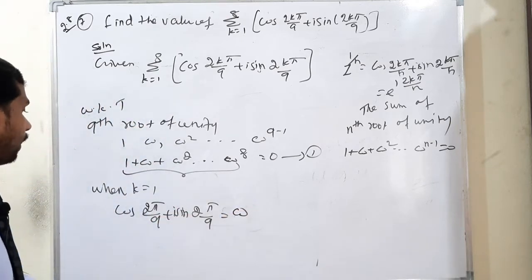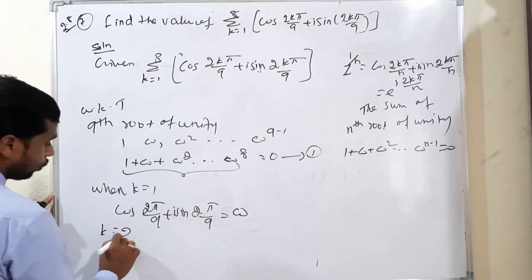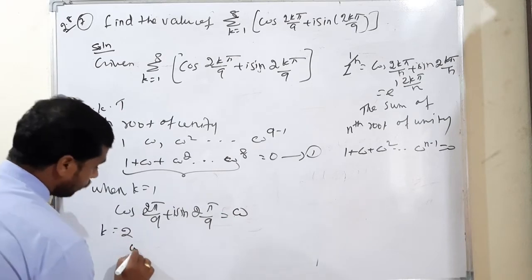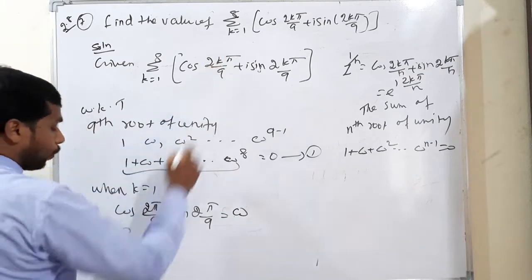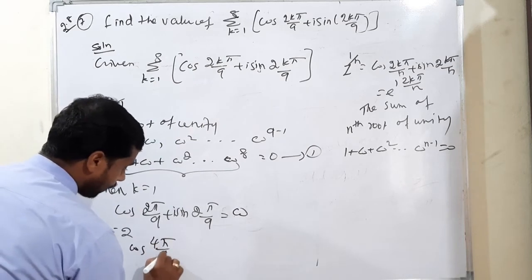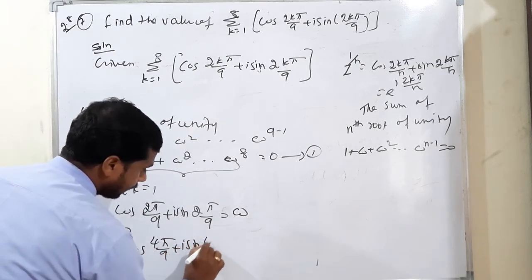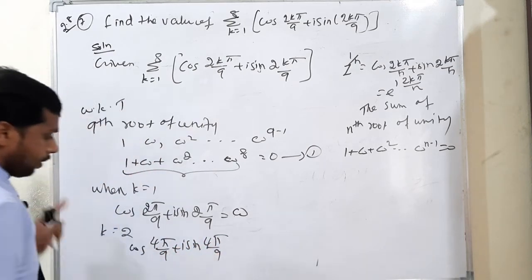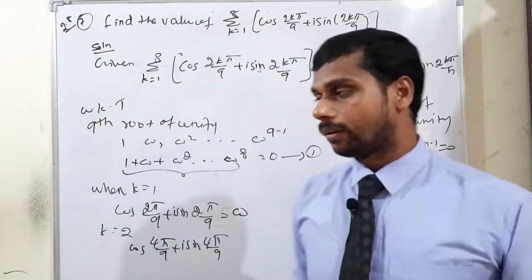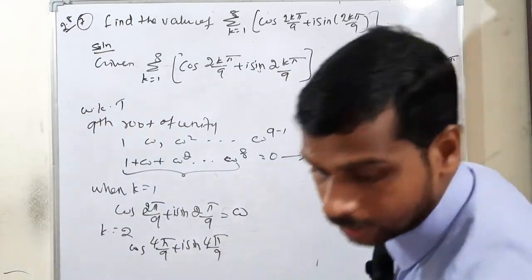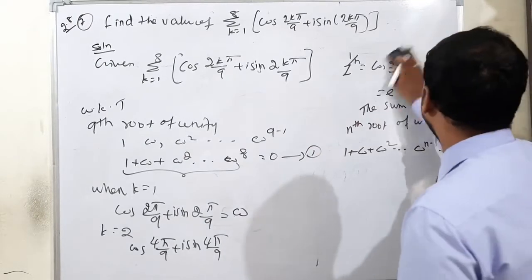This is omega. Then when k is equal to 2, cos of 2 into 2, that is 4 pi by 9, plus i sin 4 pi by 9. How to split the value 4 pi by 9? 4 pi by 9 we can write as 2 into 2 instead of 4.